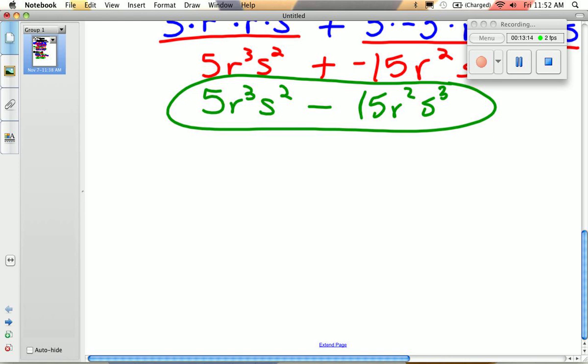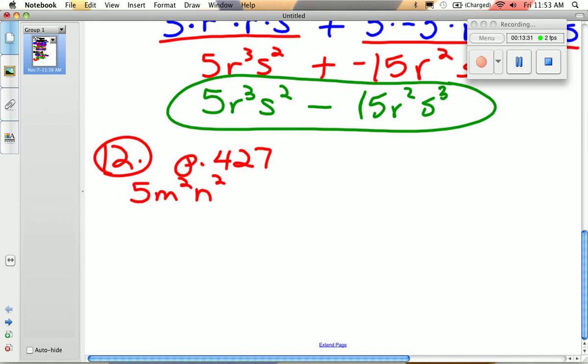So we're doing actually problem number 12, and I'm going to guess this came from another page. This is actually from page 427, the homework page. Okay, so let's do 5m squared n cubed, sorry, times mn squared, and then behind that is 4m, take away n.